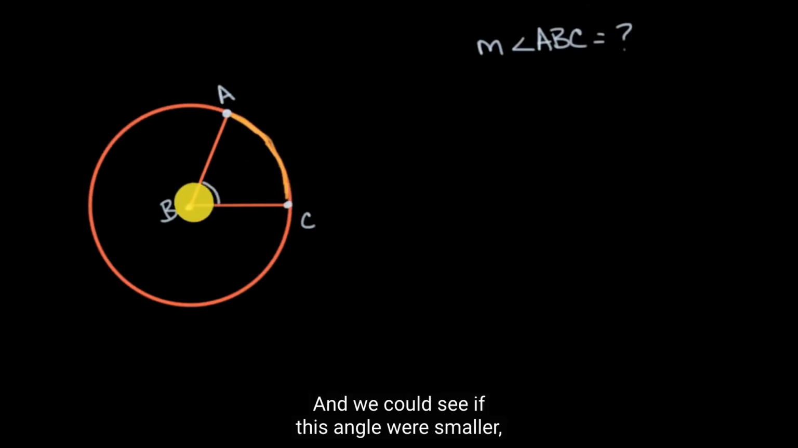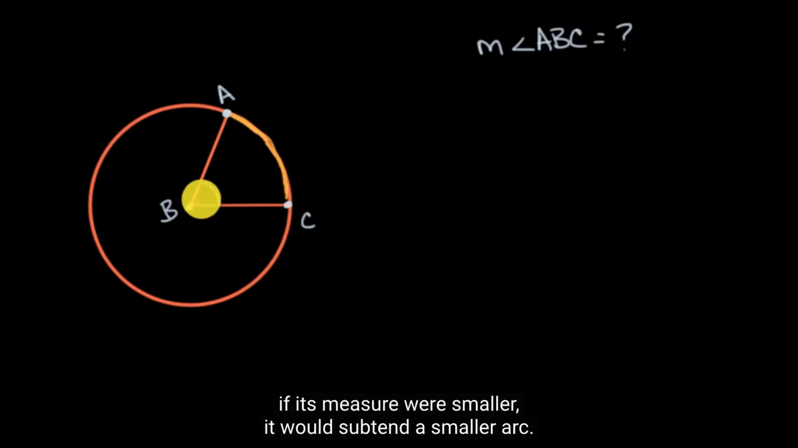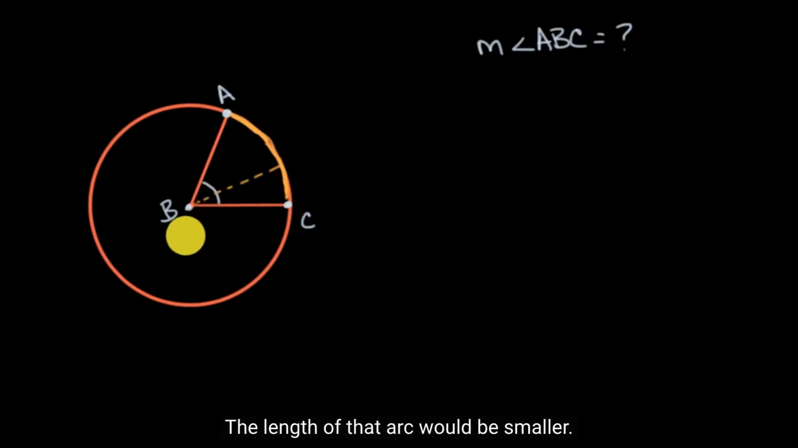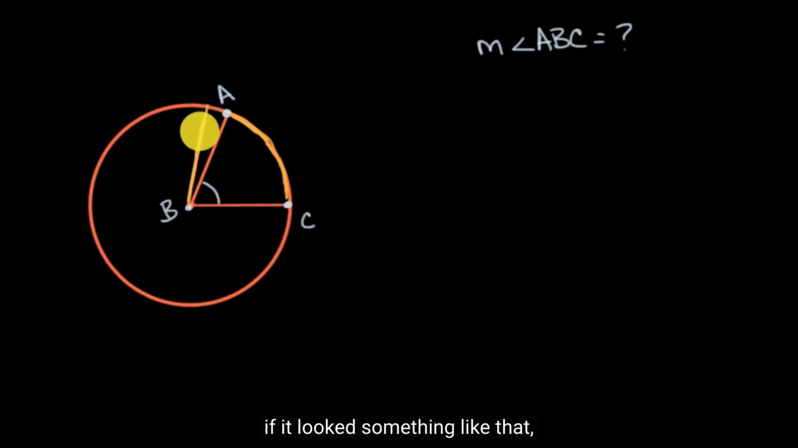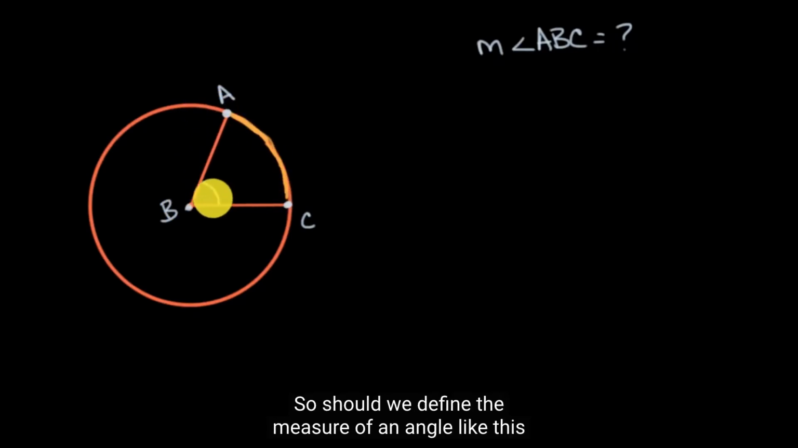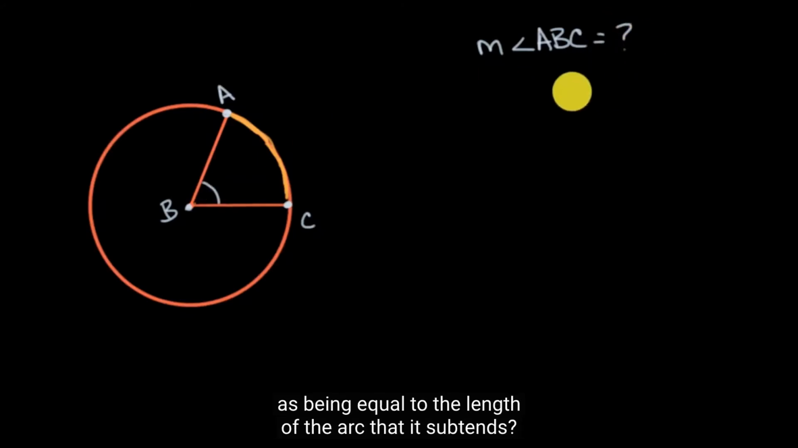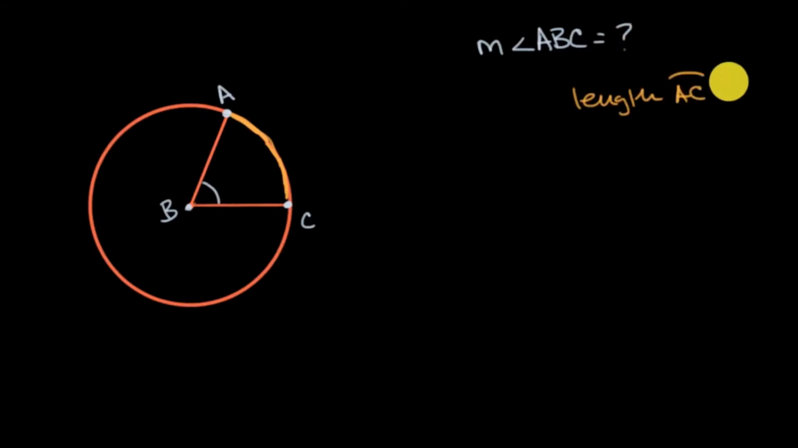And we could see if this angle were smaller, if its measure were smaller, it would subtend a smaller arc. The length of that arc would be smaller. And if the angle were wider or had a larger measure, if it looked something like that, then the arc length would be larger. So should we define the measure of an angle like this as being equal to the length of the arc that it subtends? Is this a good measure?